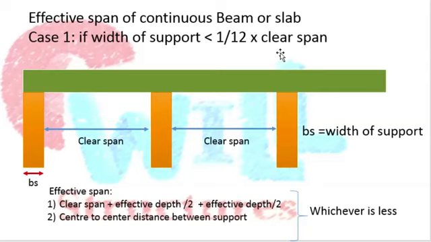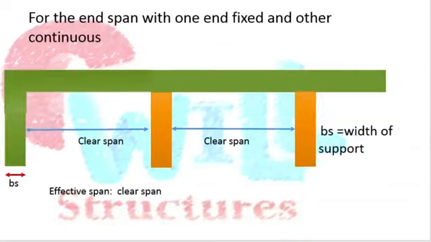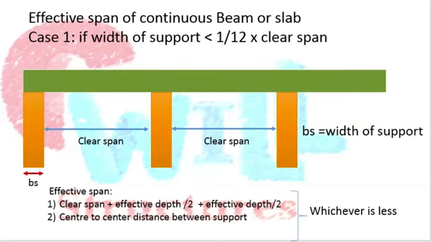As you can see, here is a continuous slab or a continuous beam. These are the clear spans between the supports, and Bs is the width of the support. If my support is less than 1/12 of the clear span, then the effective span will be the clear span plus effective depth divided by 2 plus effective depth divided by 2, or the center to center distance between the supports. First we have to calculate this, and then whichever is less you can continue with as the effective span.